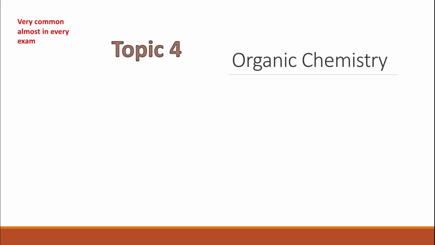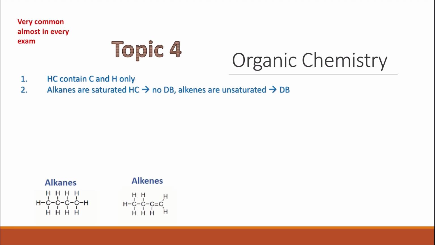Organic chemistry is all about hydrocarbons for this paper. It's very common in the exam, and the topics I'm going to talk about now in organic chemistry are the ones that are almost in every single exam. So remember that hydrocarbons contain carbon and hydrogen only, so they might ask you which one of these compounds are hydrocarbons and why: because they contain carbon and hydrogen only. If there is any oxygen, nitrogen, or any other element, they are not hydrocarbons.